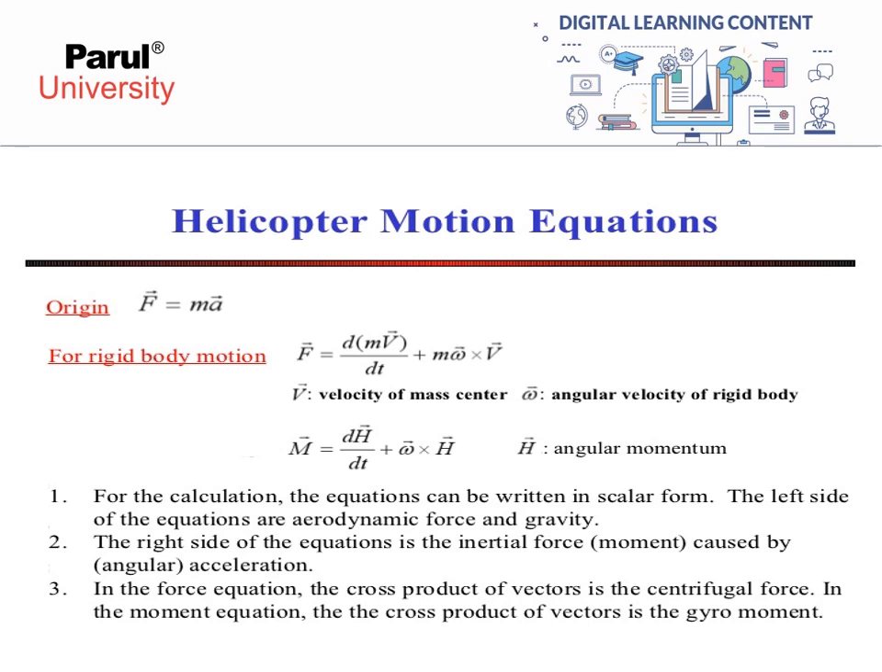The left side of the equations is aerodynamic force and gravity. The right side of the equation is the inertial force and the moment caused by angular acceleration. In the force equation, the cross product of vectors is the centrifugal force. In the moment equation, the cross product of vectors is the gyro moments. Right? Now we can go to the next. This is the feature of the helicopter motion equations.